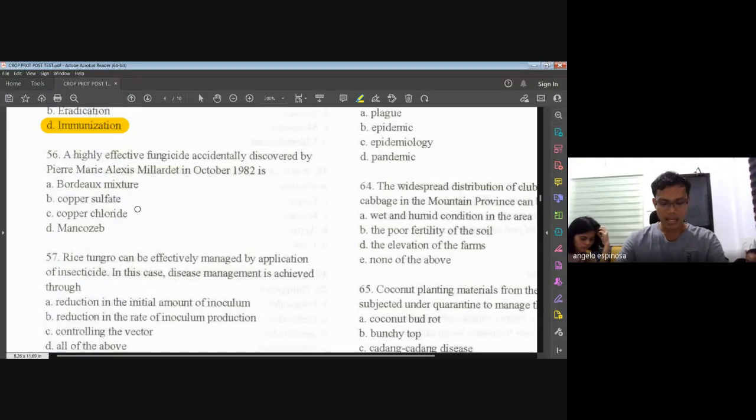Yun. And we have number 56, a highly effective fungicide accidentally discovered by, inulit lang natin yung tanong. The correct answer is Bordeaux mixture. Okay.